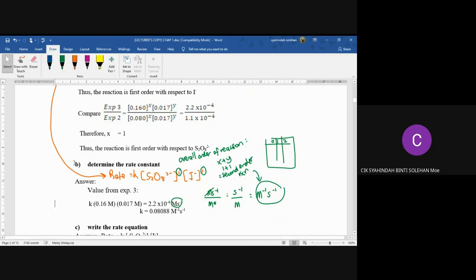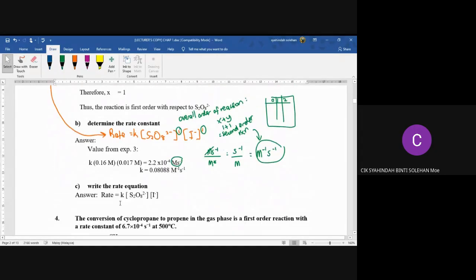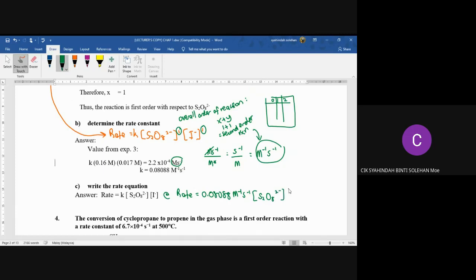Okay, and then next ialah write the rate equation, you just write back sahaja. Kalau you nak masukkan sekali you punya rate constant pun boleh juga. So it's gonna be rate equals to 0.08088 per molar per second concentration of H2O2 minus and concentration of I minus.